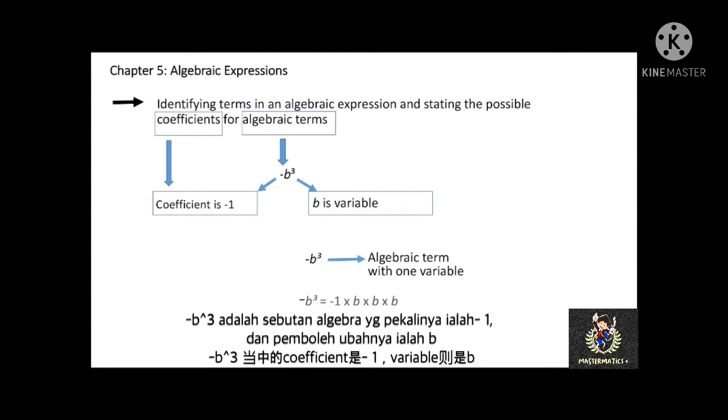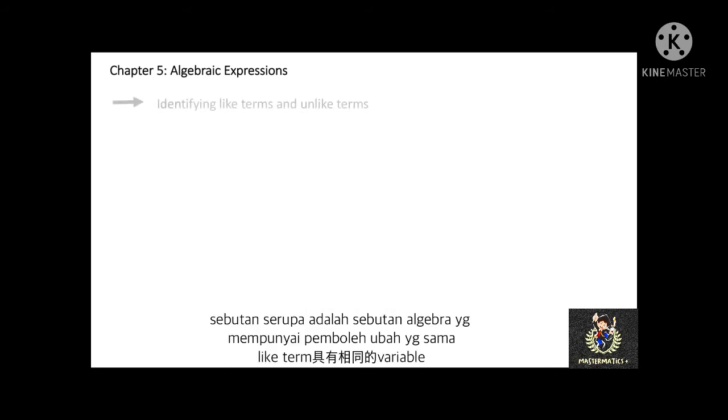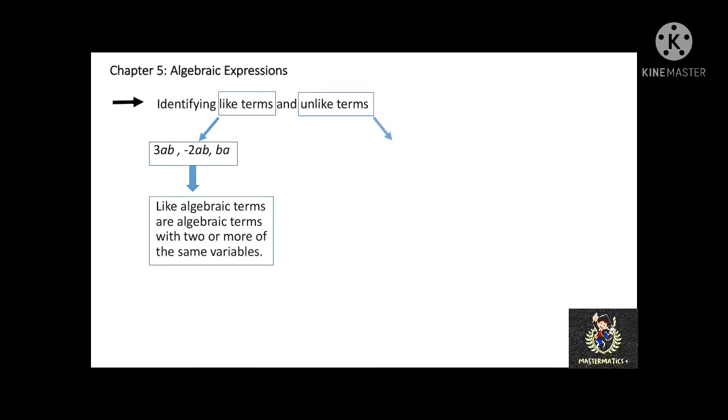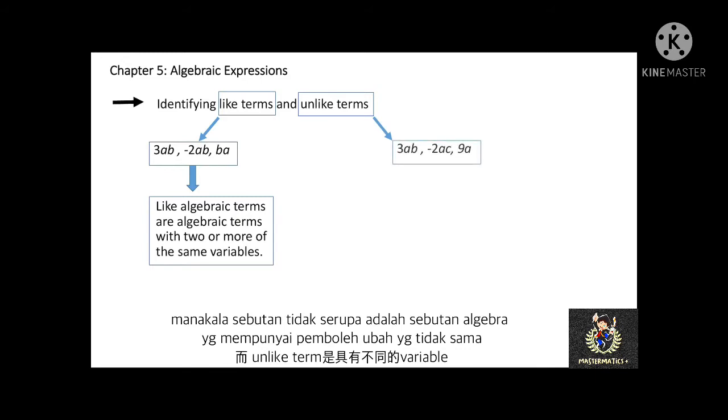Next is to identify like terms and unlike terms. For example, 3ab, negative 2ab, or ba. Like algebraic terms are algebraic terms with the same variables. For these three terms, all their variables are the same, which is ab or a times b. On the other hand, unlike terms examples are 3ab, negative 2ac, or 9a.